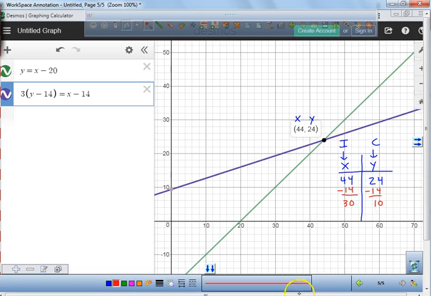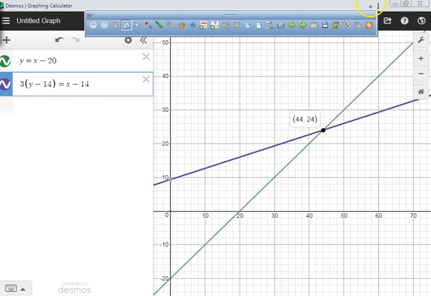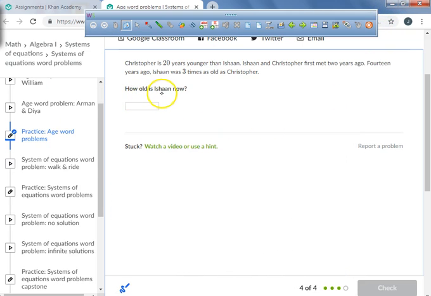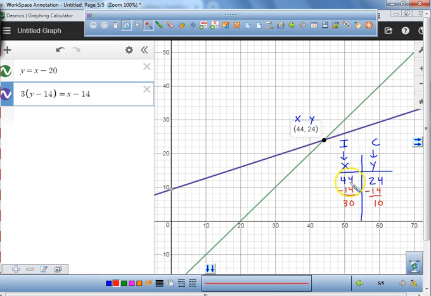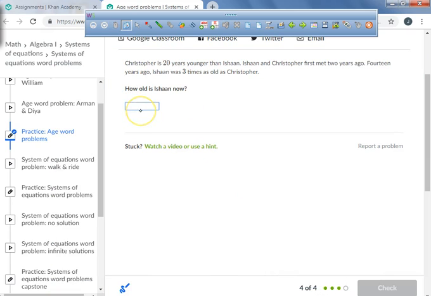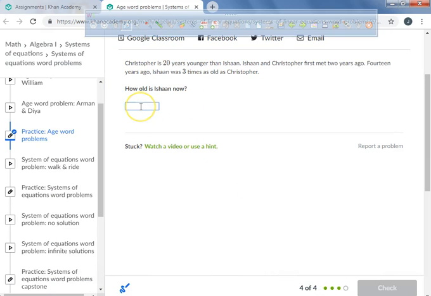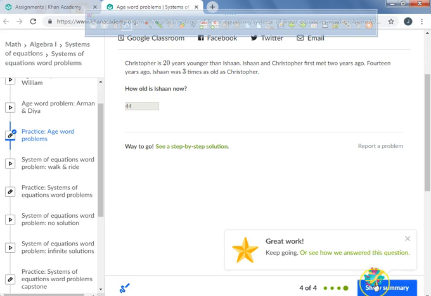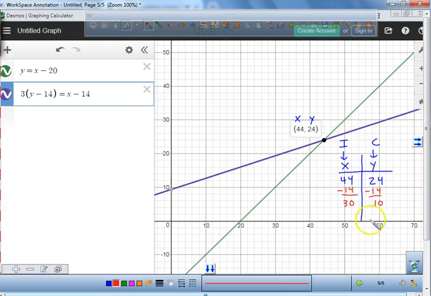Okay? Now the question is asking what? What is the question asking us? It's saying, how old is Ishan now? So how do we know that? What is he now? He's a total of what? 44. So what am I going to type in right there? I'm going to type in a 44. Hopefully by making that table, it made more sense. Like how you can check it, okay? So check your answers. This person is 20 years younger. 14 years ago, Ishan was 3 times as old as Christopher. And that's how you check your answers.